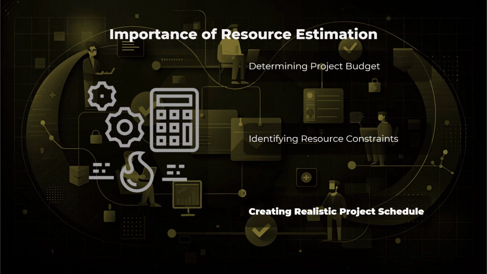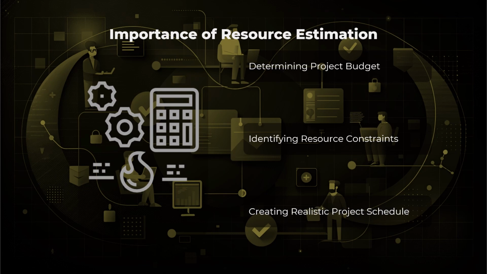Creating a realistic project schedule. Estimating resources accurately is essential for creating a realistic project schedule. Resource availability directly influences the timeline of project activities. By knowing the availability of resources and their allocation to specific tasks, project managers can develop a schedule that accounts for dependencies and ensures that deadlines are met. Without accurate resource estimation, schedules may become unrealistic, leading to missed deadlines and project delays.